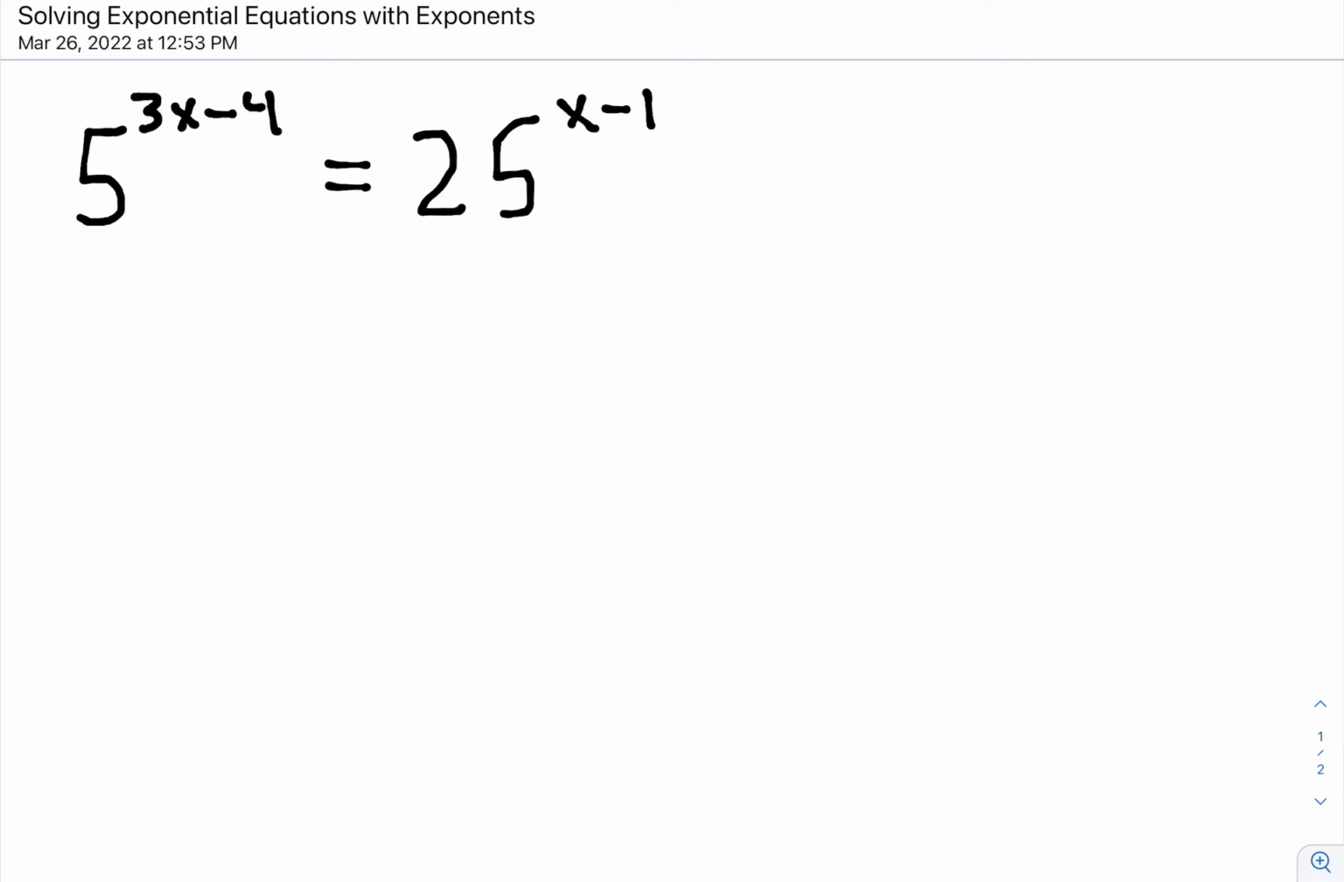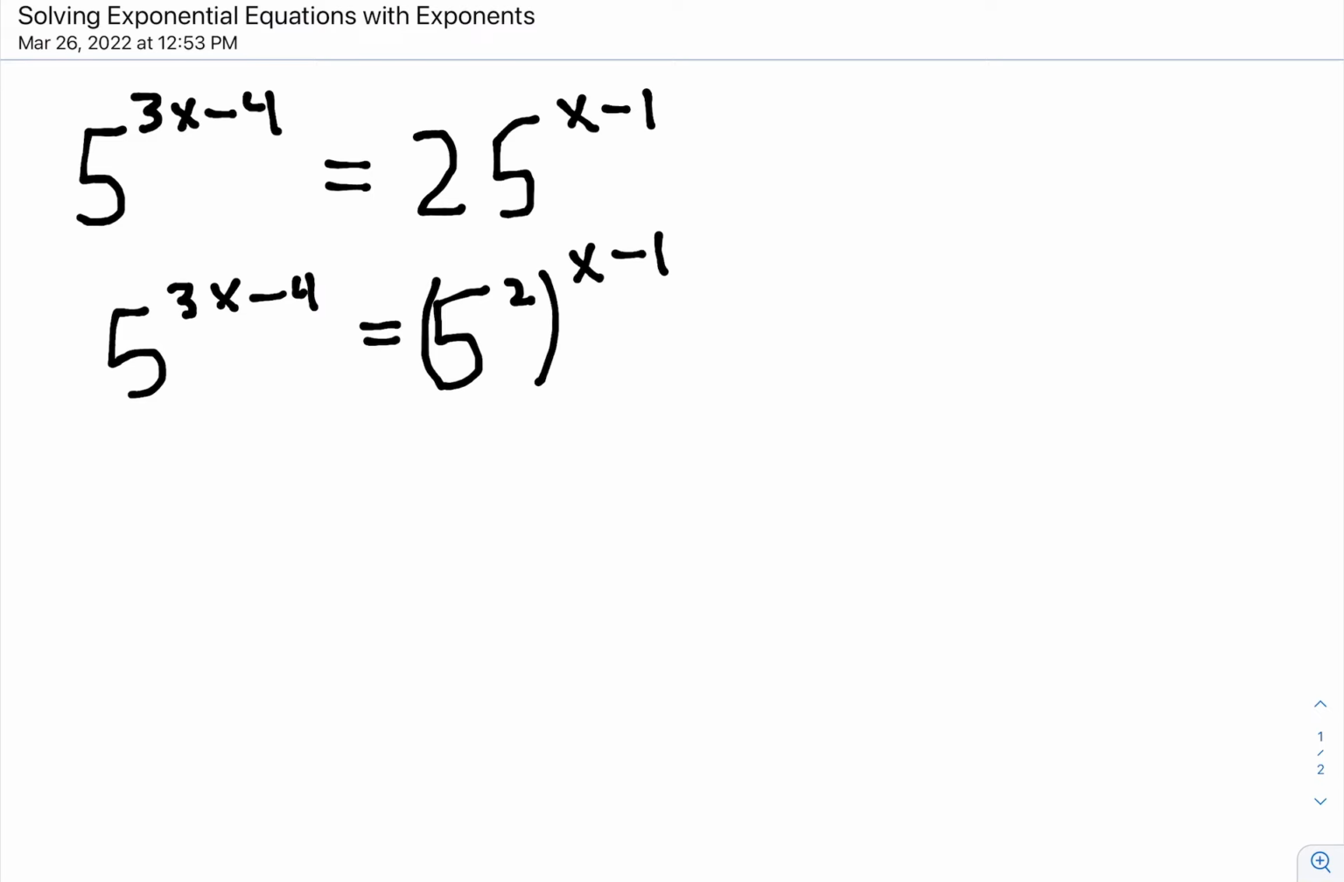Okay, so right away I know that I can solve this using exponents because I see the relationship between 5 and 25, right? 5 is the square root of 25. So instead of writing 25 on the right side, I'm going to rewrite 5 to the power of 3x minus 4. On the right side, I'm going to write 5 to the power of 2, all raised to the power of x minus 1.